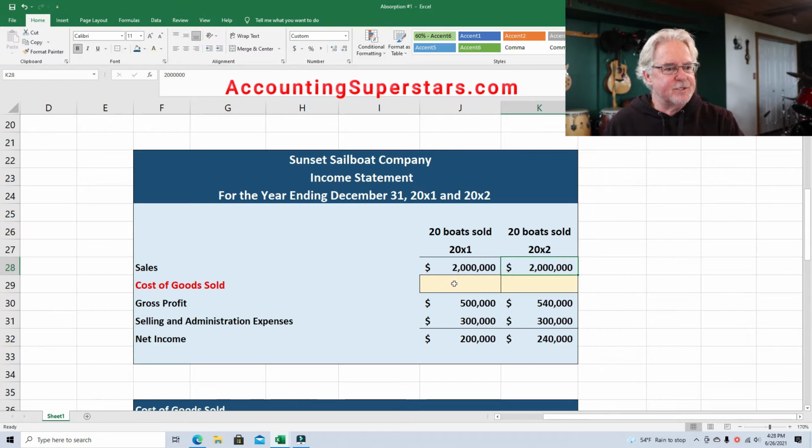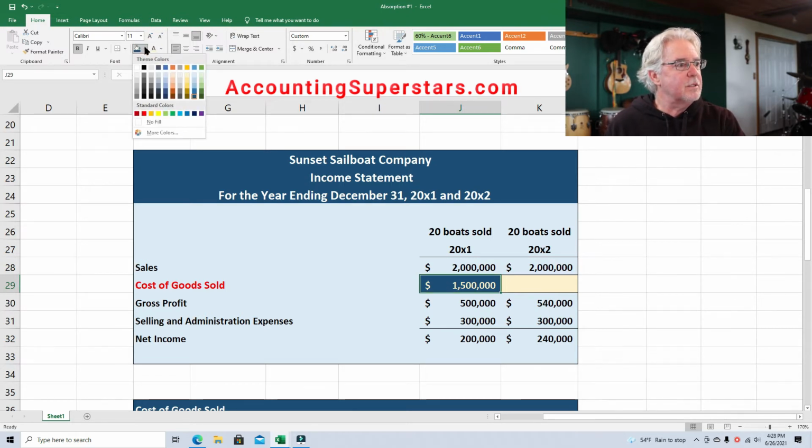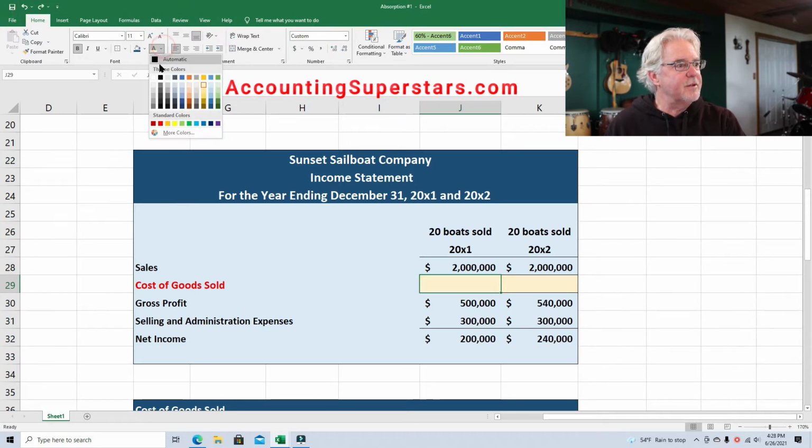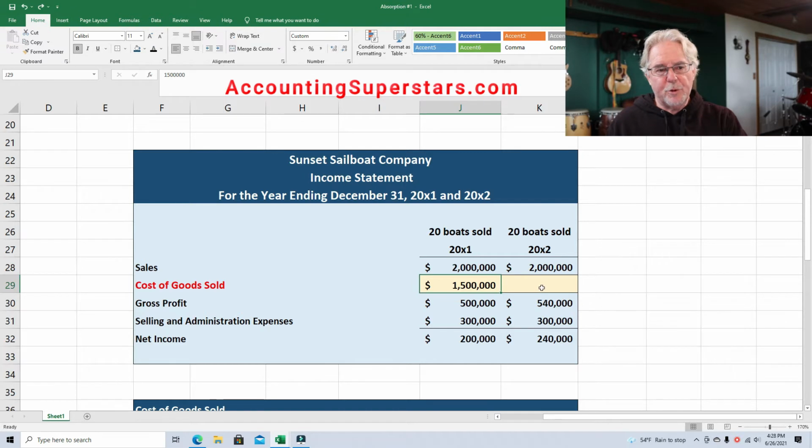So let's check out cost of goods sold here. In 2001, cost of goods sold was 1.5 million. And in 2002, 1,460,000. So it may not sound like a lot, but what happened was the management got really excited. They go, wow, hey, we're doing better. We're doing great.